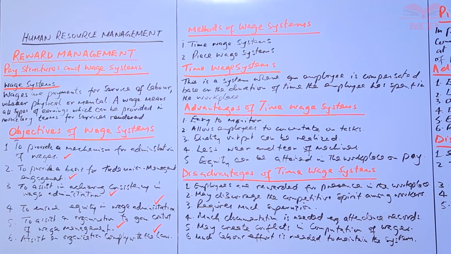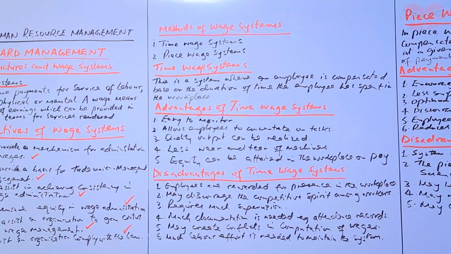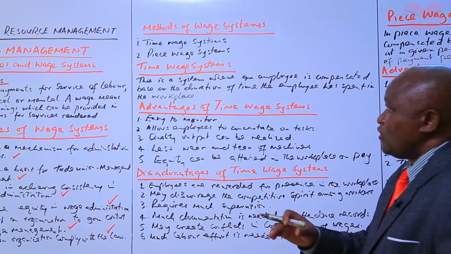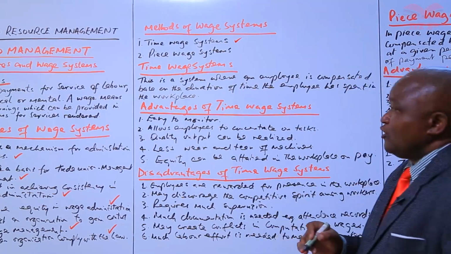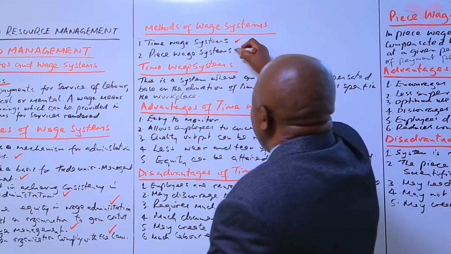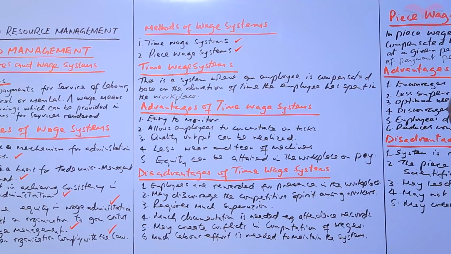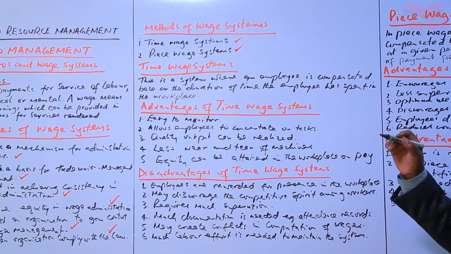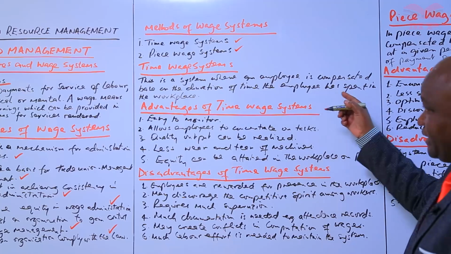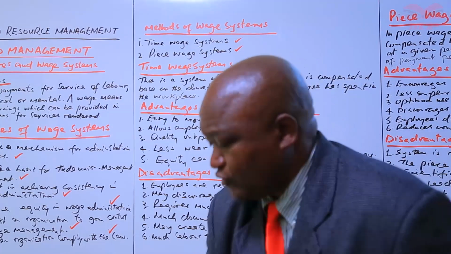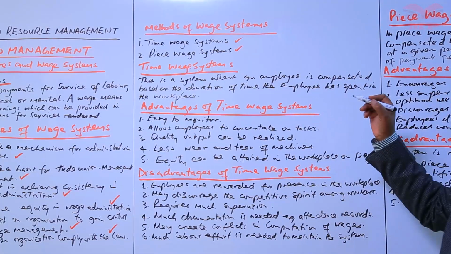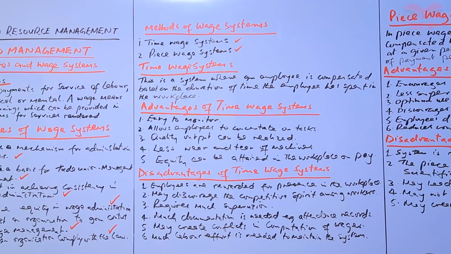Then we have gone ahead and looked at methods of wage systems, and we have indicated that there are basically two wage systems. So you have the time wage systems. You also have the piece wage systems. So we went ahead and looked at the time wage systems, and we said, dear learner, that a time wage system is a system where an employee is compensated based on the duration of time the employee has spent in the workplace. So whether that employee has been working or not is a different matter.